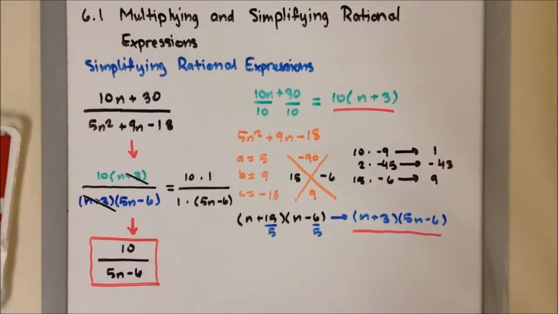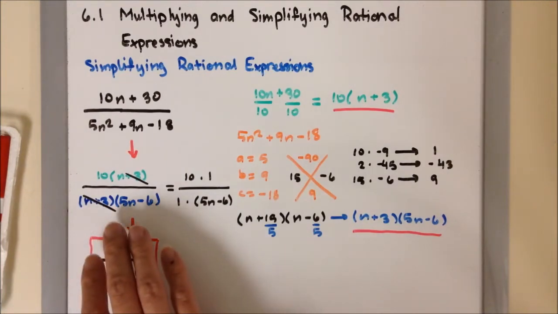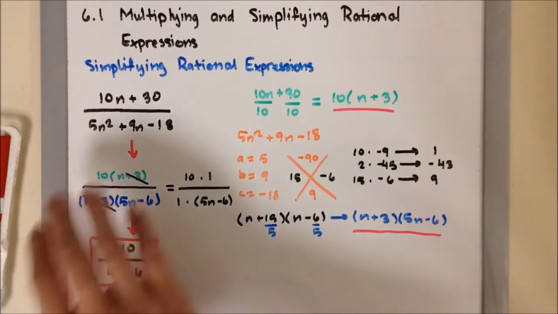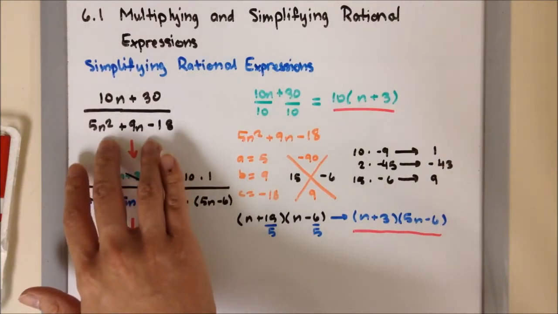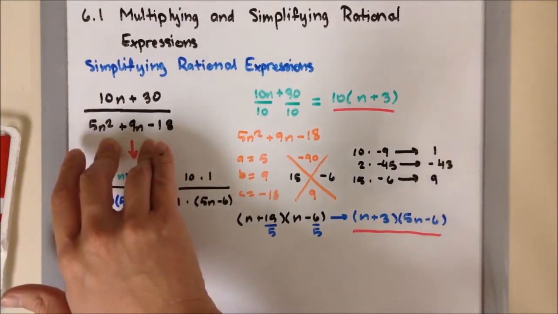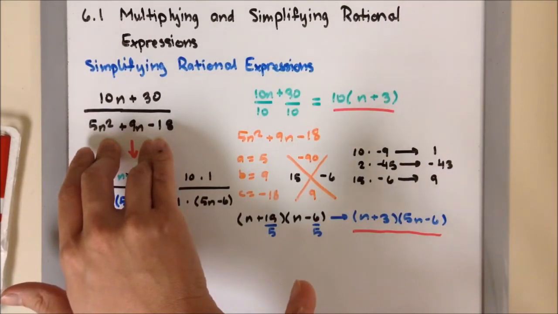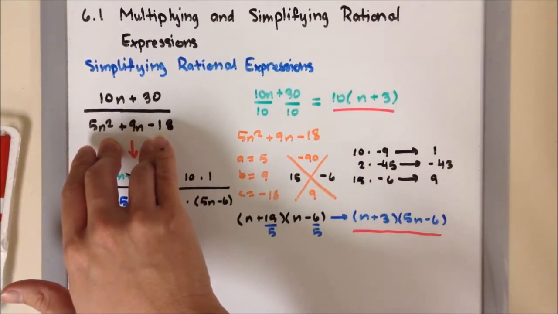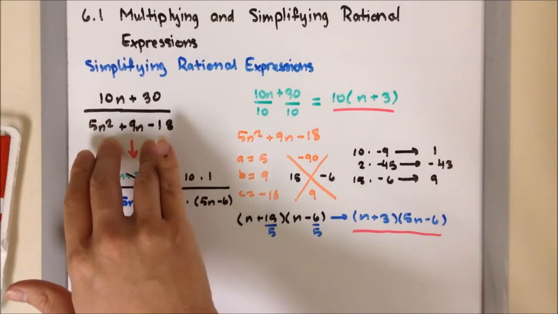Using the same example, now we're going to talk about finding excluded values. An excluded value is a value of the variable that makes the denominator equal to 0. So, if we look at the original example and factor the denominator, remember that if you are asked to find excluded values, you mainly focus on the denominator. Don't worry about the numerator, just the denominator.